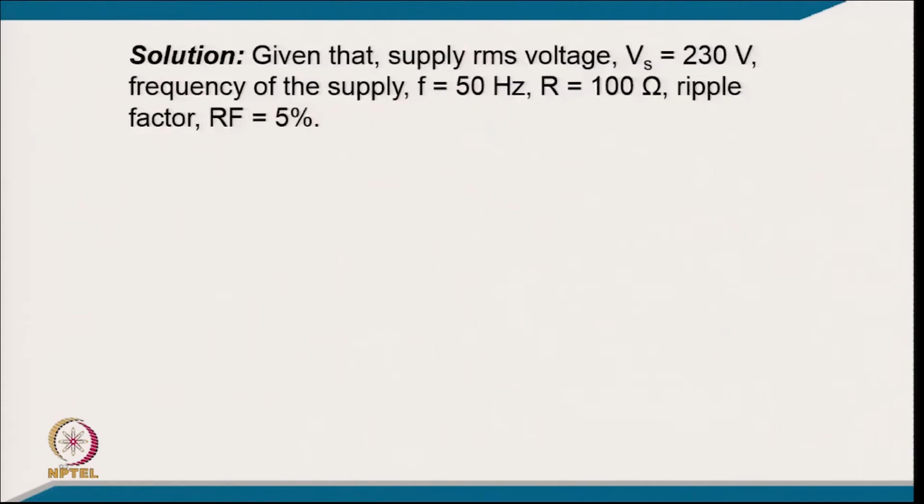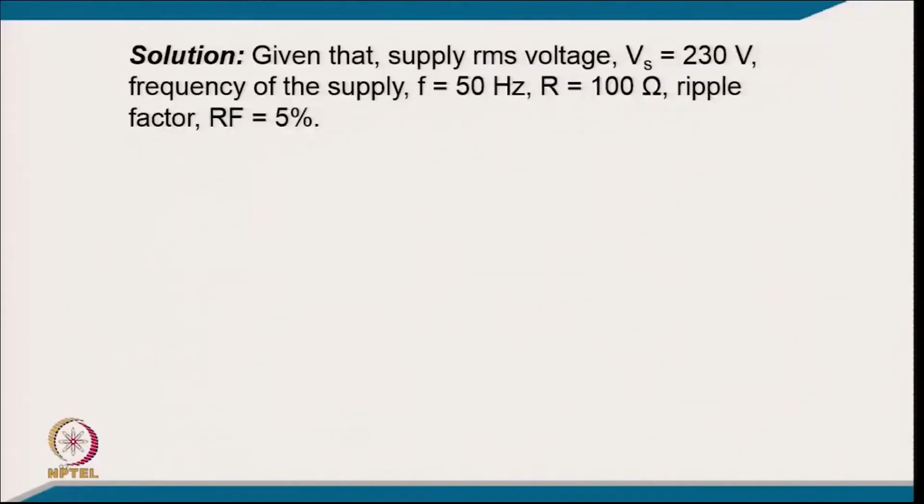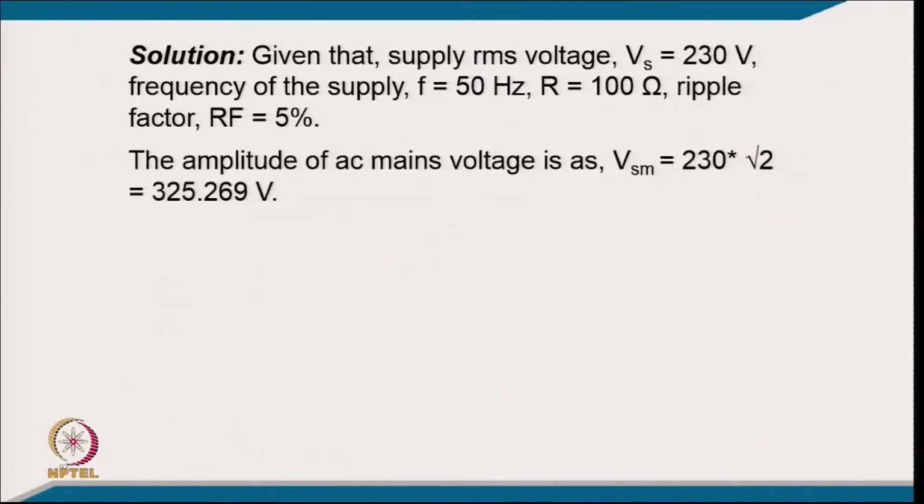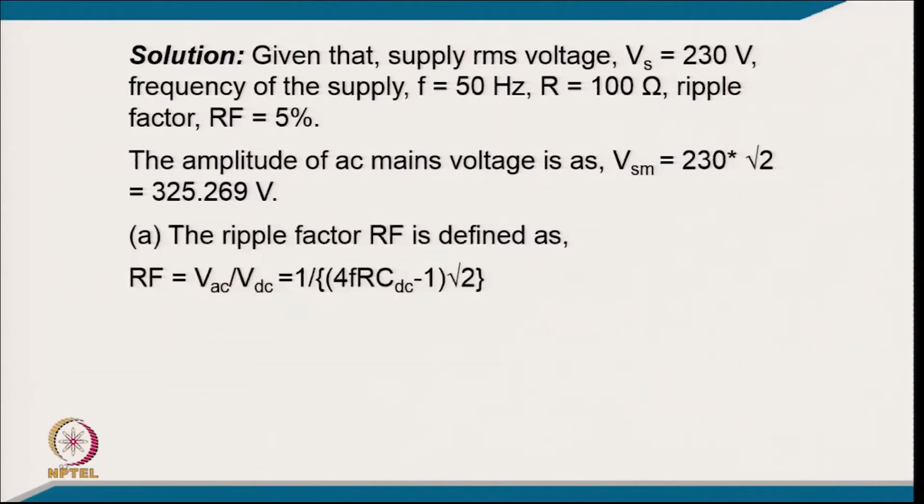Coming to the numerical part, given that the supply RMS voltage is 230 volt, frequency of supply 50 hertz, load resistance is 100 ohm, ripple factor RF is 5%, and the amplitude of the AC mains voltage, that is the peak value, is 230 into root 2, that is 325.269 volt. The ripple factor is defined as RF equal to VAC upon VDC.